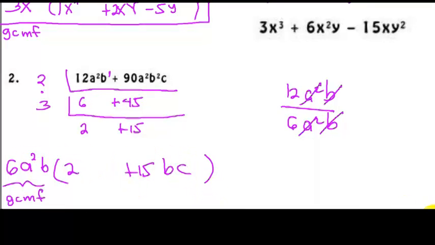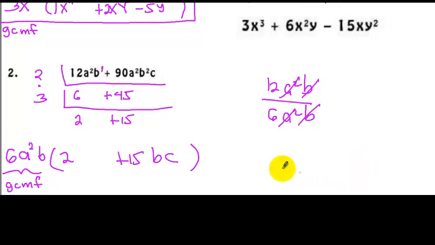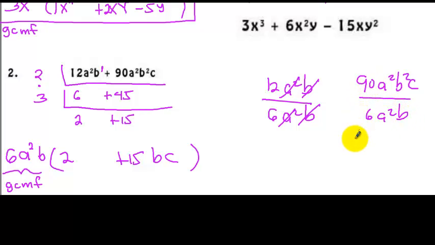If you want to verify why we have 15bc here, it's just dividing 90a squared b squared c by 6a squared b. 90 divided by 6 is 15. A squared will cancel out, it's just equal to 1. B squared divided by b is b raised to 1. And then just bring out c. And that's why we have the 15bc here.